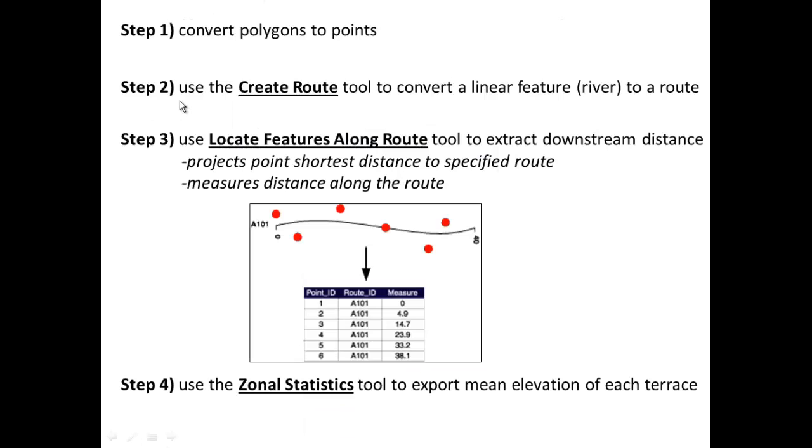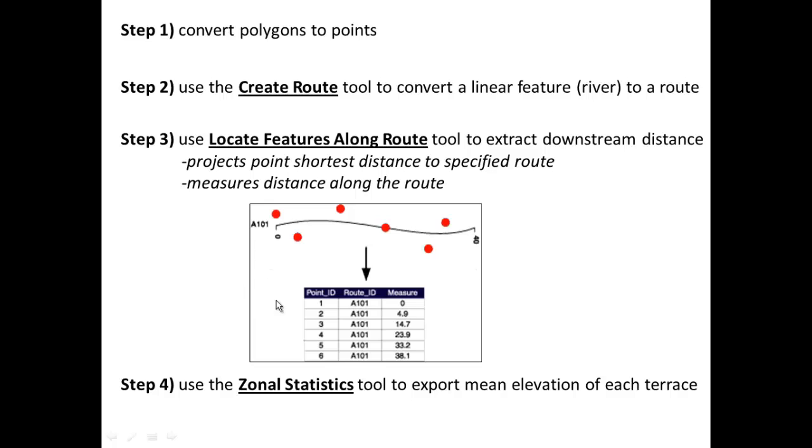So here's our workflow for how we're going to do this. First, we're going to convert our terrace polygons into points. Then we're going to use the Create Route tool to convert a line into a route. And once it's designated as a route, ArcMap will be able to easily compute distances along it. Then once we've got a route, we're going to use the Locate Features Along Route tool to extract the downstream distance. So what this tool does, it takes points that are spread out around the line and projects them along the shortest distance to the line, okay? And then finds where that projected line intersects and measures the distance downstream to where the point would intersect the line. Okay, and then it's going to output that to a table.